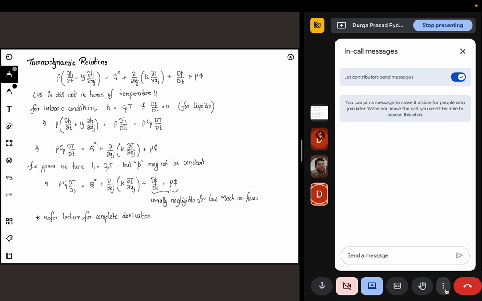There is a detailed derivation in the lecture video, which I would prefer you go through. This is just to help you understand intuitively. So H is basically Cp times T. You can substitute that directly in this equation. It will give me rho Cp dT/dt equals Q triple prime plus the conduction term. These two terms are usually neglected. This is with respect to the energy equation.